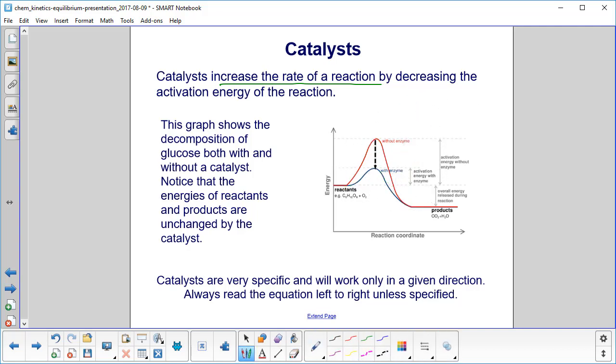So the graph is showing the decomposition of glucose both with and without a catalyst. Notice the energies of the reactants, right over here, and the products are unchanged. Catalyst doesn't do anything to change them. They just lower the activation energy. That's very important. Catalysts are very, very specific and will only work in a given direction. Always read the equation left to right unless otherwise specified. And they only work with certain reactions.